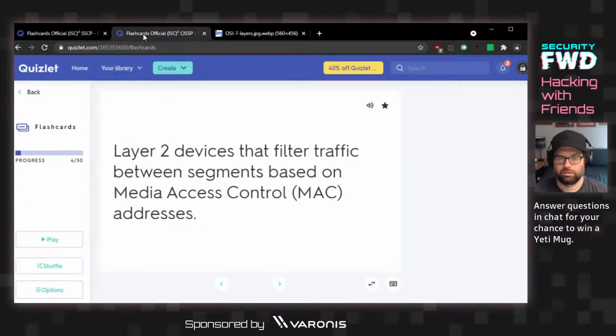data link layer. Sounds like Richard Linklater, but that's not correct.